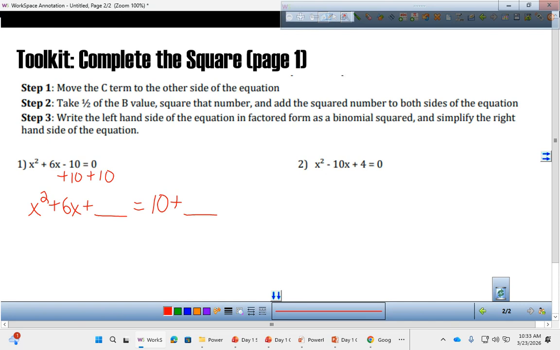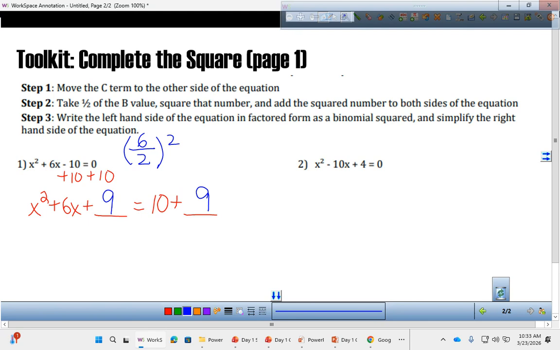So this blank is multiplying those two numbers. Another way to do it is take half of the b value. So I'm going to take this number here, divide by 2, and square that. That's the number that's going in the blank. So in this case, that's 3 squared. So this is a 9, but if I'm going to add 9 here, I've got to add 9 here, right? This is completing the square.